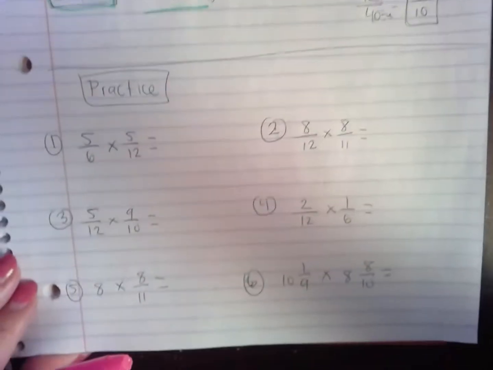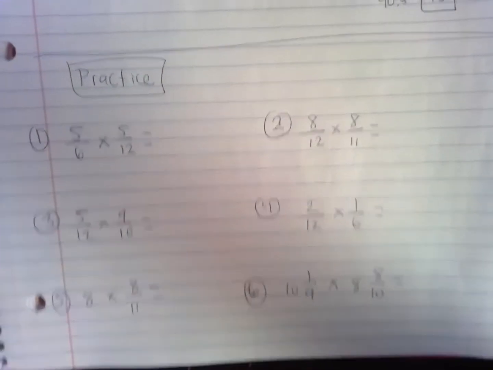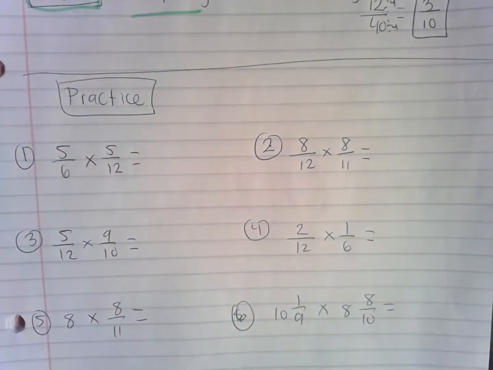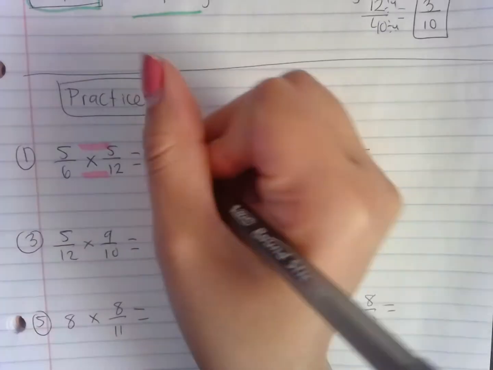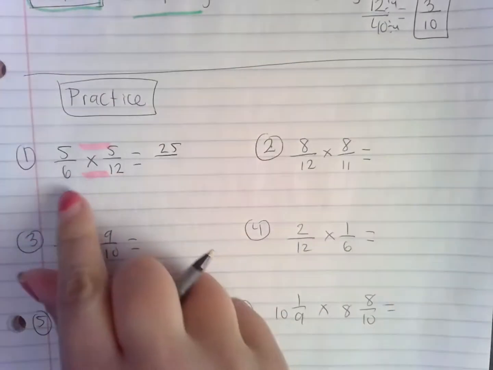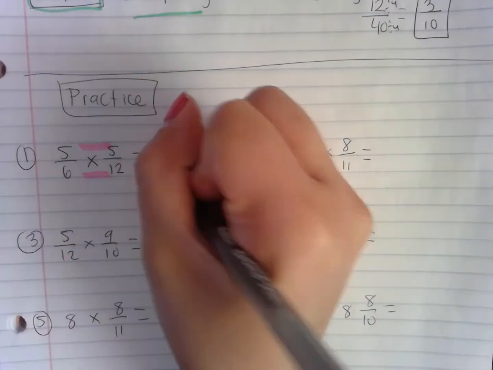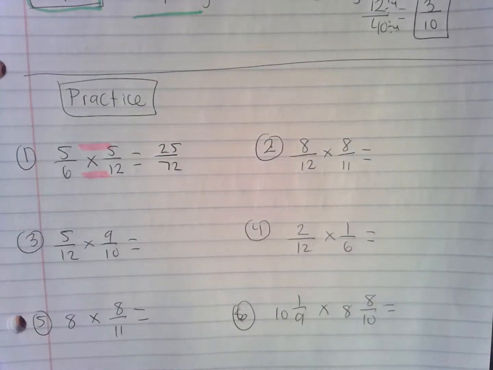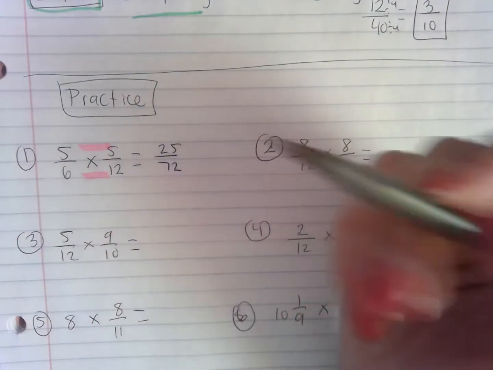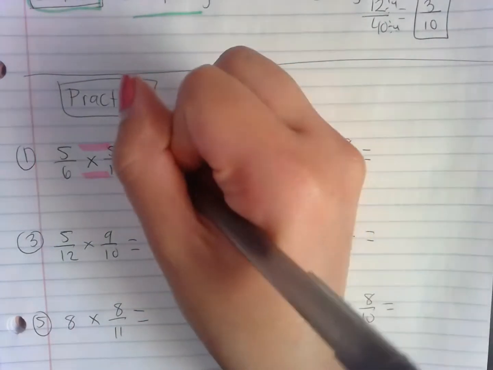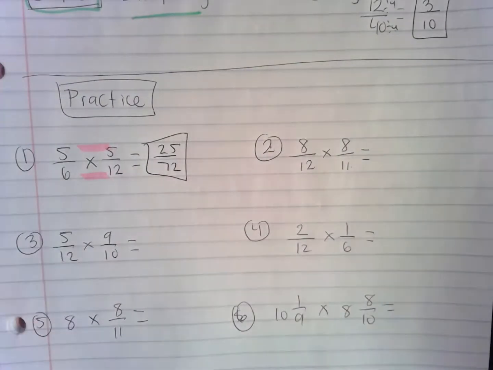Let's go ahead and go down to our practice. I wrote 6 problems right here for our practice, so go ahead and pause so you can write these down. So what I'm going to do here is I'm just going to multiply these fractions. So 5 times 5, 25. 6 times 12 will give me 72. So now I need to figure out, do they simplify or is this it? There's no common number between 72 and 25, so that's it. That's my fully reduced answer.